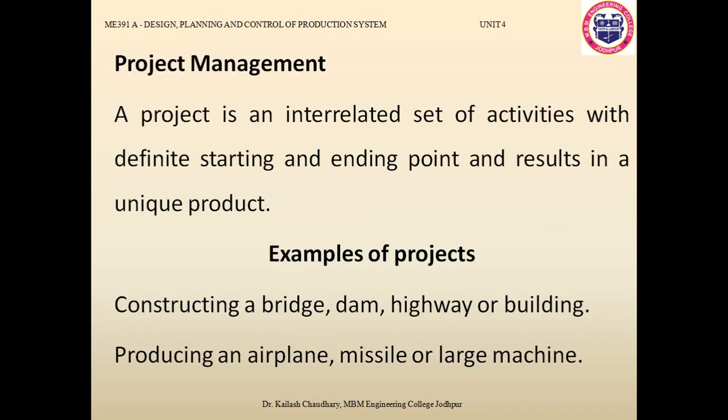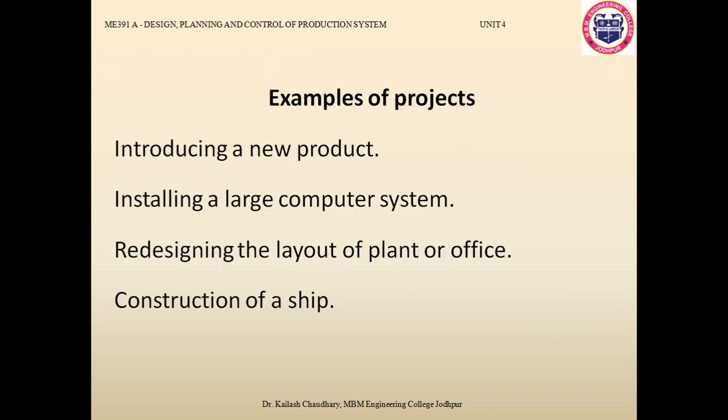Let us start with the basic definition of project management. A project is an interrelated set of activities with a definite starting and ending point and results in a unique product. So you get a product in the end, but that particular process must have some starting point and some ending point. Examples of projects are shown on the screen right now: constructing a bridge, dam, highway or building, or producing an airplane, missile or large machine. Other examples of projects are introducing a new product, installing a large computer system, redesigning the layout of a plant or office, construction of ships. So these are a few examples of projects.